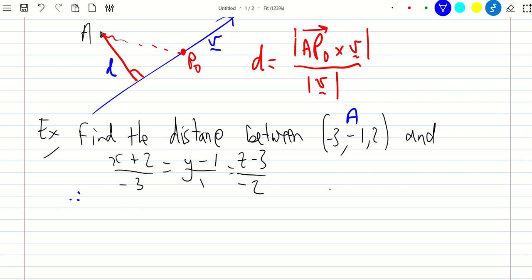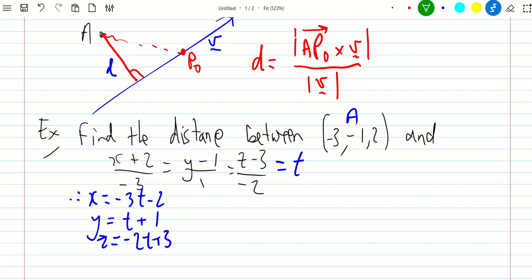So let's just write out the parametrics. Let's say this is equal to t. So x is equal to -3t - 2, y is equal to t + 1, and z is equal to -2t + 3. Then our direction vector v is equal to -3i + j - 2k, just reading off from those values. So there's my direction vector v.